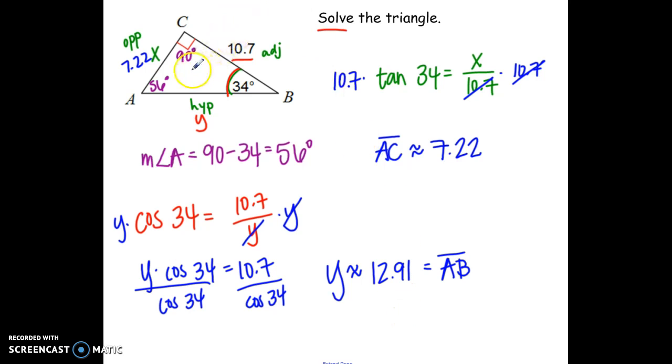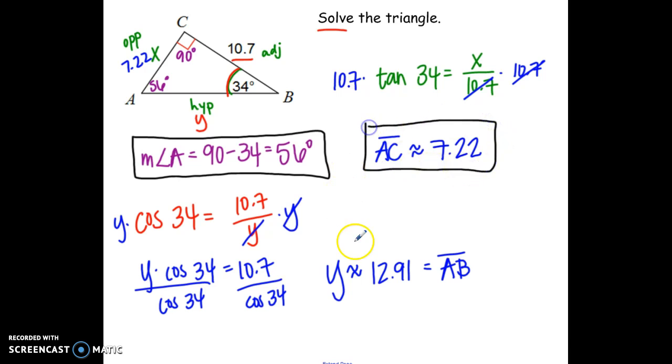So we had to find all this information. We ended up finding the measure of angle A was 56 degrees, so there's our missing angle. And then the two sides, side AC was 7.22 and side AB was 12.91. A quick little check, remember the largest side should be across from the largest angle. The smallest side should be across from the smallest angle. So the smallest angle here was 34, 7.22. If I check, that is smaller than the 10.7 and the 12.91. That's good. Our hypotenuse should be the longest, 12.91. So it looks like we did this okay.